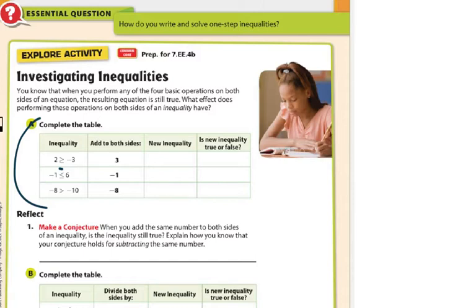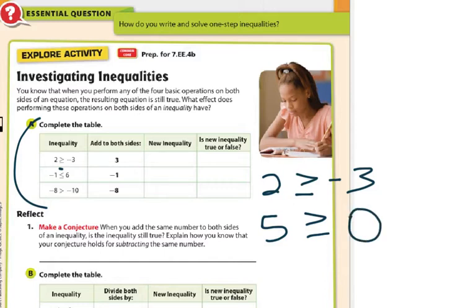According to this explore activity, what we need to do is add 3 to both sides. So if I have 2 is greater than or equal to -3, and I add 3 to this side, I end with 5. And it's greater than or equal to, I keep the same sign. If I add 3 to -3, I end up with 0. And let's see if this is still true. Is 5 greater than or equal to 0? Yes, it's still true. We know that it's not equal to it, but in this case, 5 is still greater than.